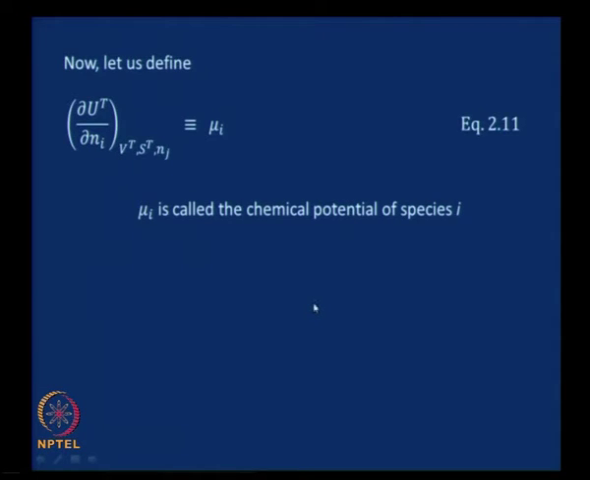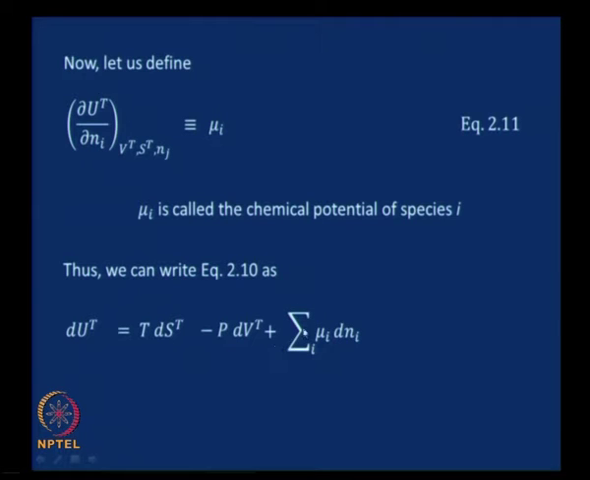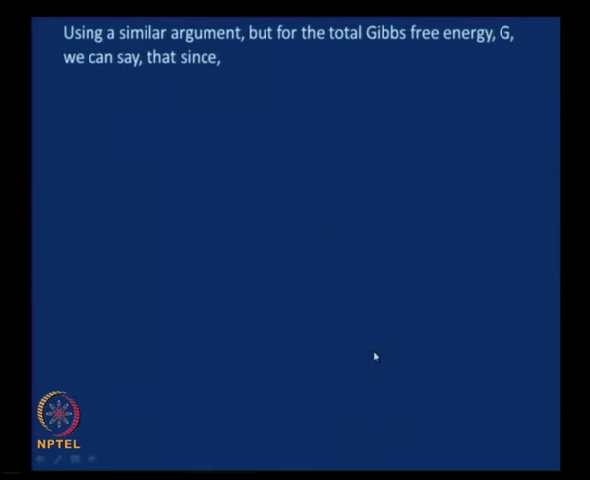I will call this equation 2.11. Therefore, in terms of the chemical potential we have just defined, we can write our equation 2.10 that we saw earlier as dU_t equals T dS_t minus P dV_t plus summation over i of μ_i dn_i. We will call this equation 2.12. So, that was for internal energy.